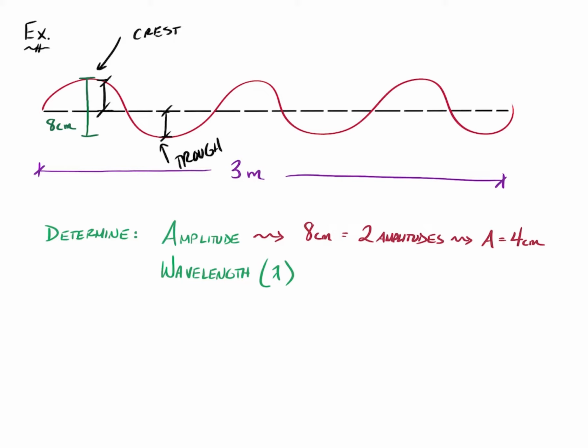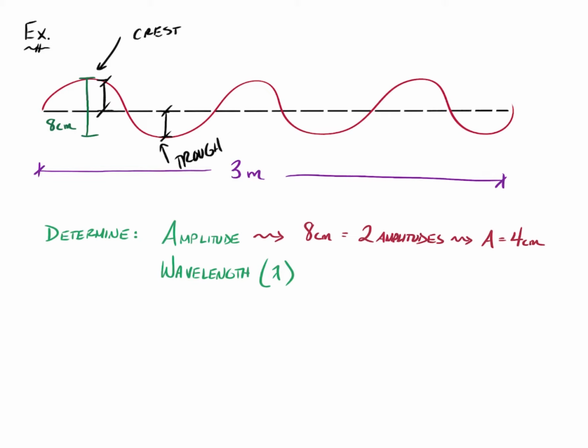So the 8 centimeters is in fact 2 amplitudes, so we just cut that in half. So it's 4 centimeters up to a crest or 4 centimeters down to a trough. That is the amplitude. Going from a crest to a trough is actually double the amplitude. So 4 centimeters is the amplitude of this wave.